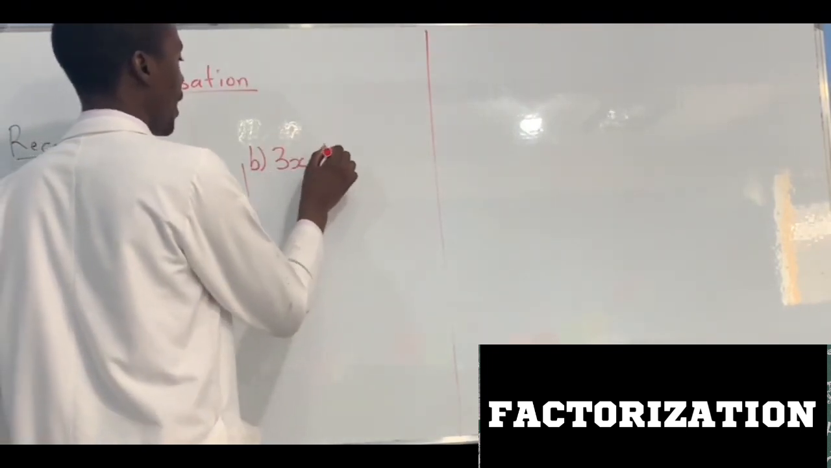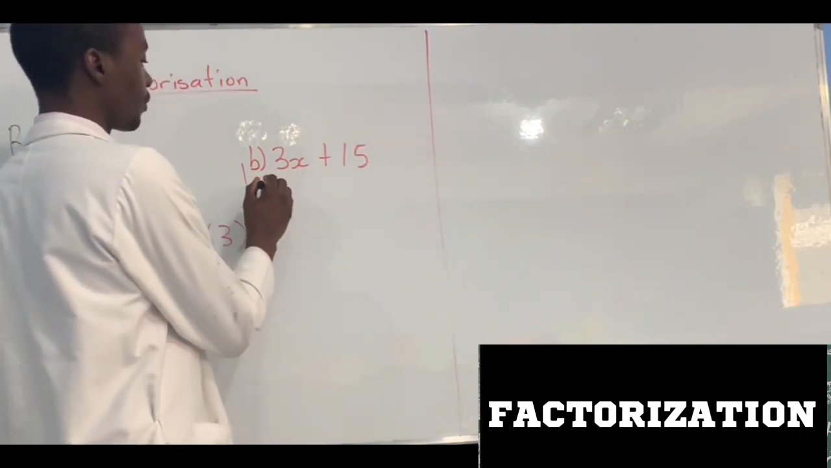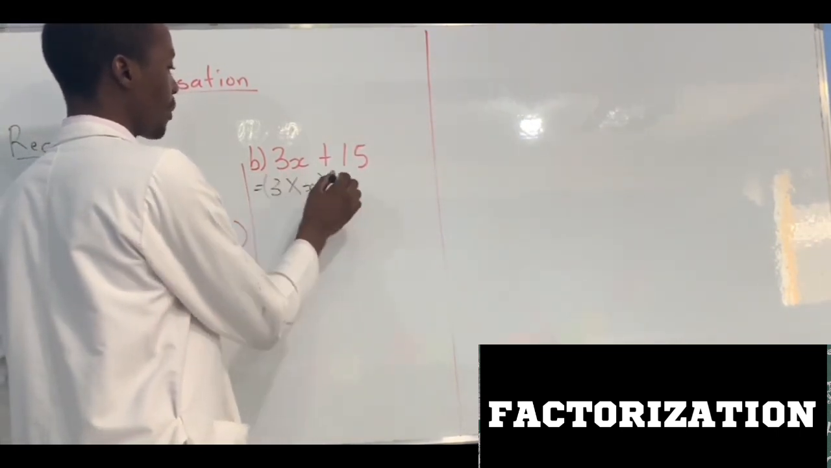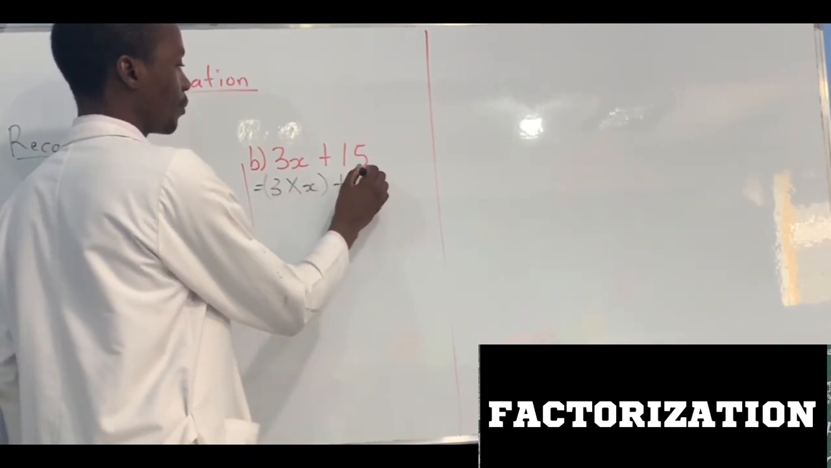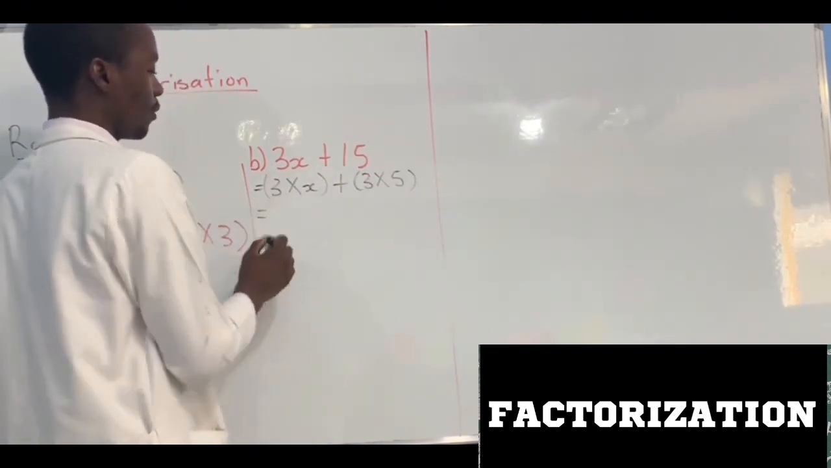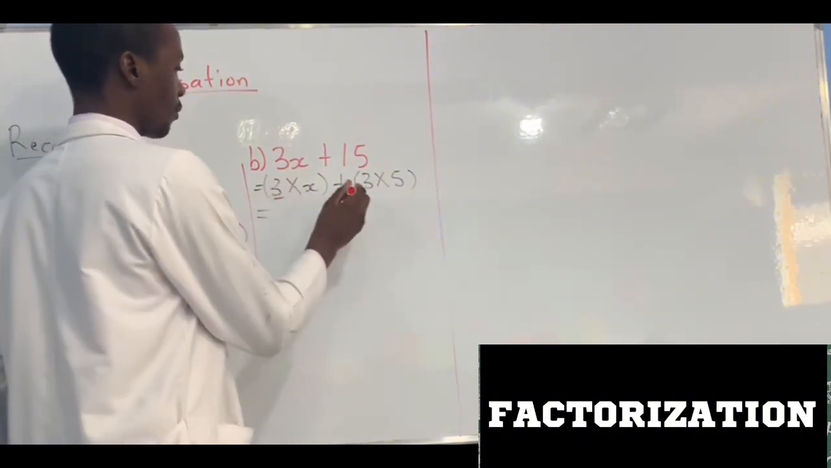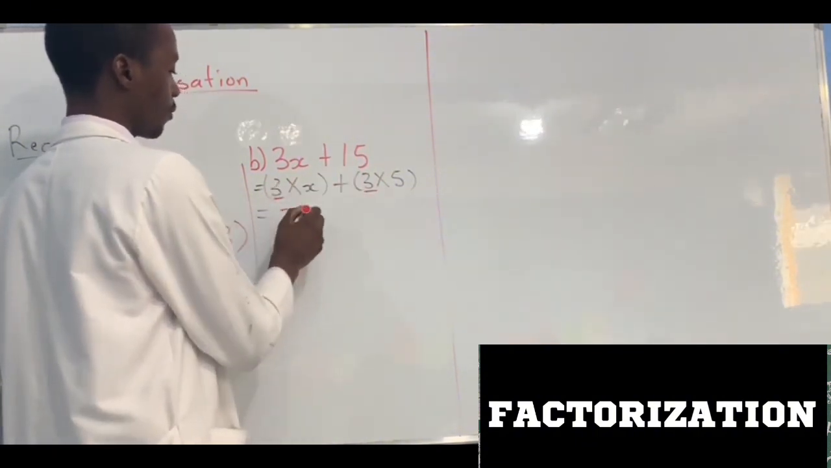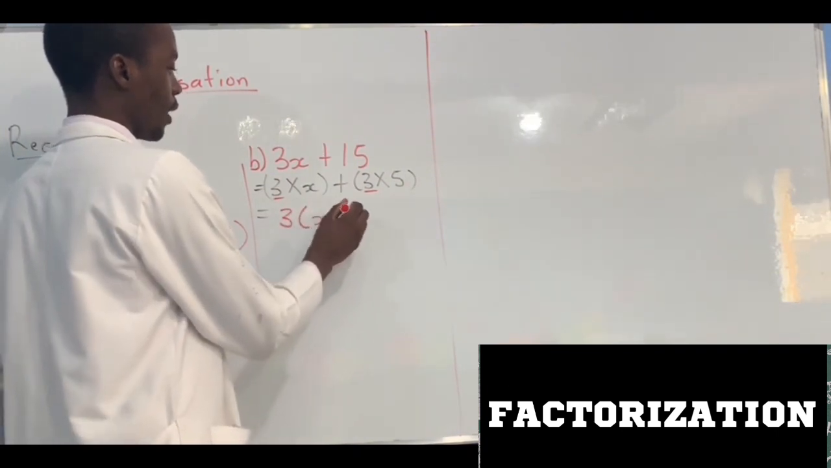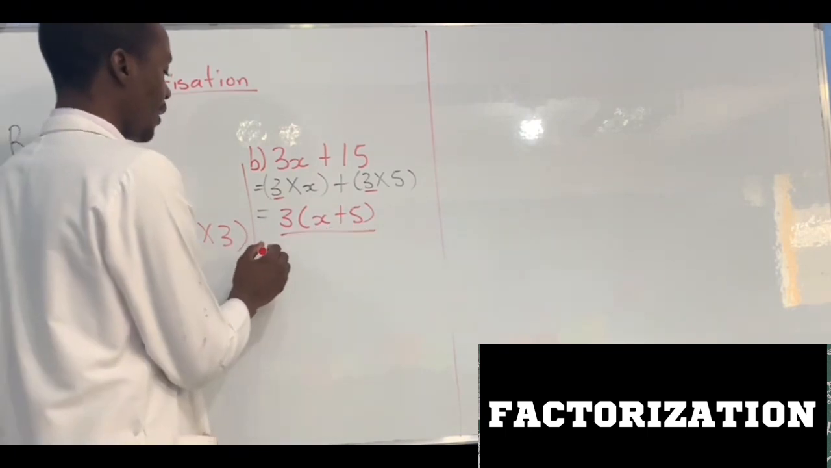All right, let's try the next one. 3x plus 15. Who wants to try? So here what we'll do is express 3x as 3 times x and 15 as 3 times 5. Then we factor out the 3, which is the common factor. The 3 here, 3 there, it's common, and then we add the remaining factors, x plus 5. Next problem, let's look at the next problem now.